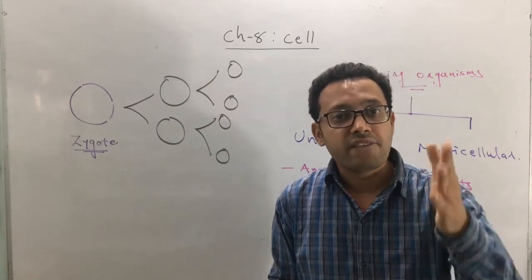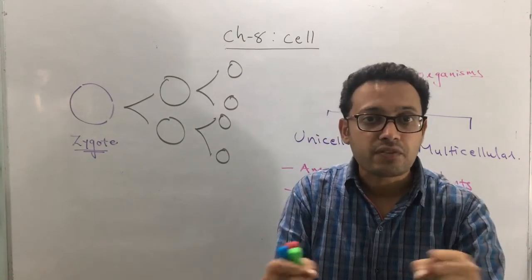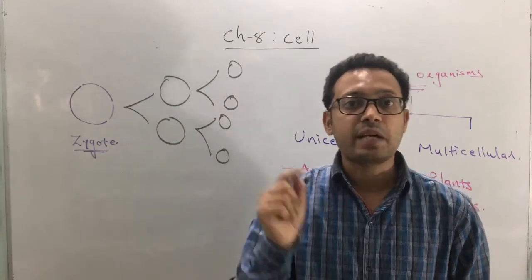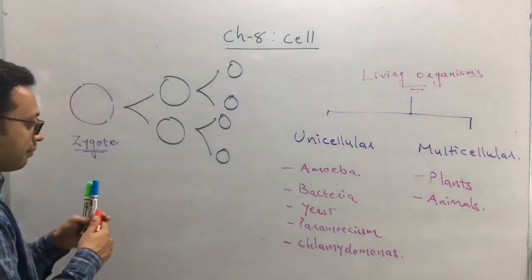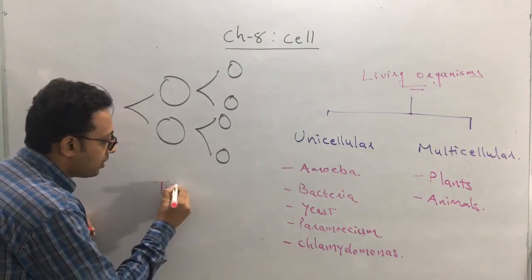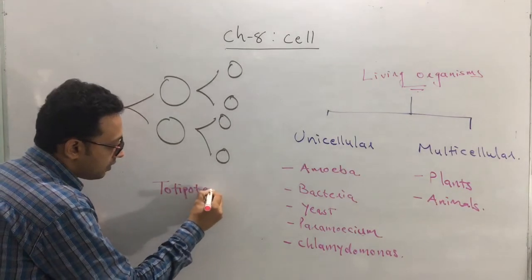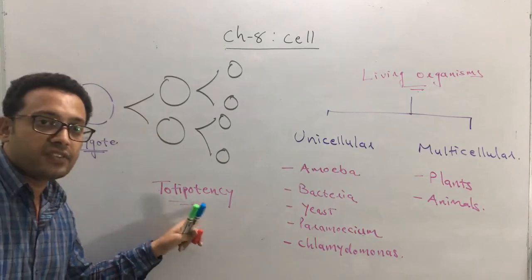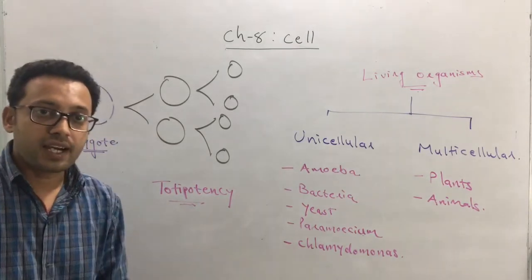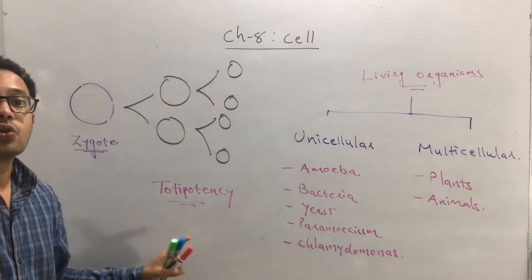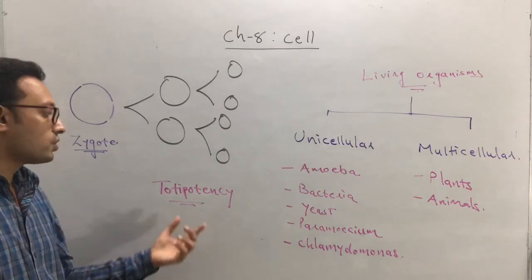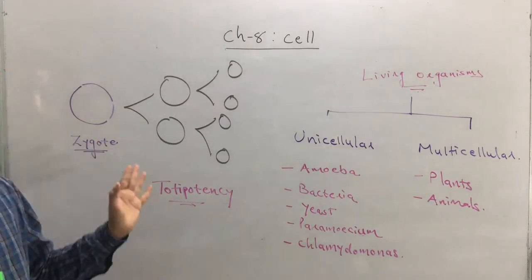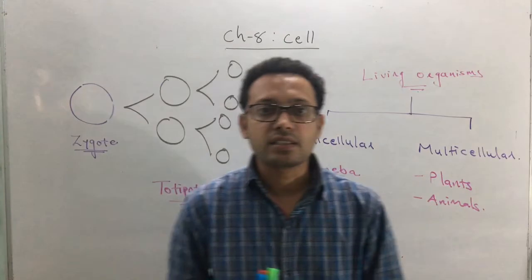But you know that every cell does not have a capacity to divide. Every cell cannot divide. The capacity to divide is called totipotency. What is it called? Totipotency. It means the ability of a cell to divide. So this is called totipotency. This is very basic about chapter number 8, cell.